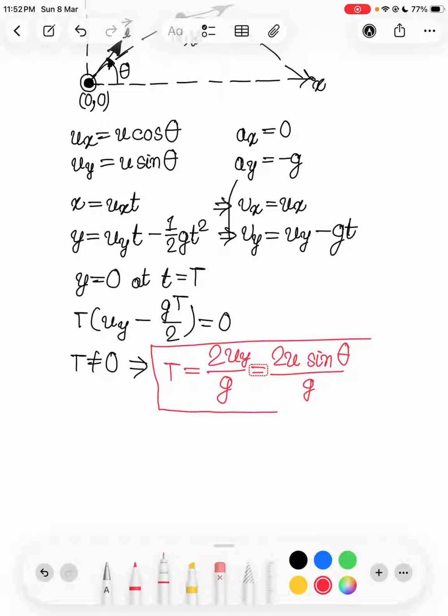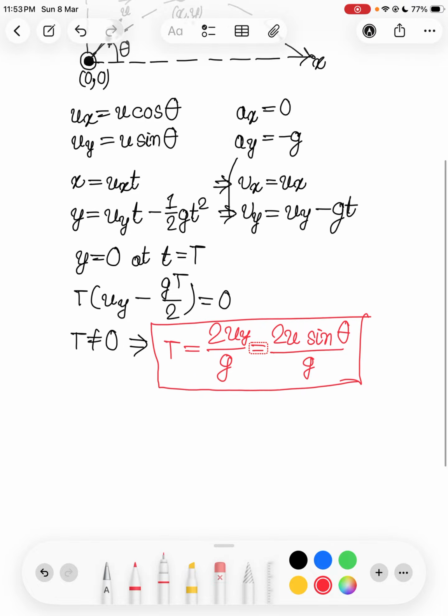So this is our time of flight of a projectile. This just means that when we throw a projectile and it follows our assumed conditions, like there is no air drag and those things, we get this relationship for the time of flight. So it will land on the ground after this time, starting from t equal to 0 to t equal to capital T.